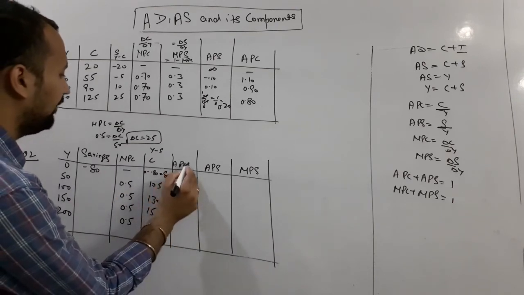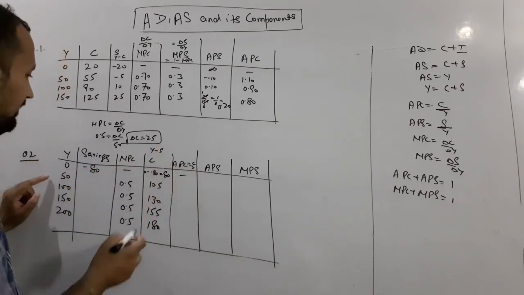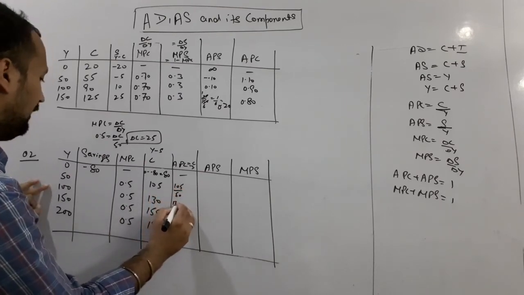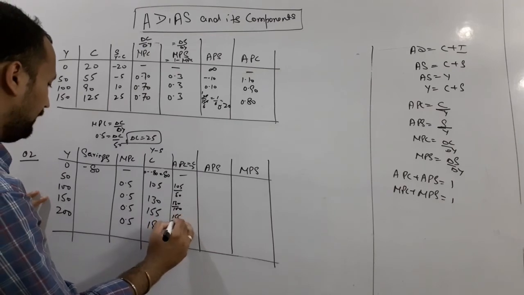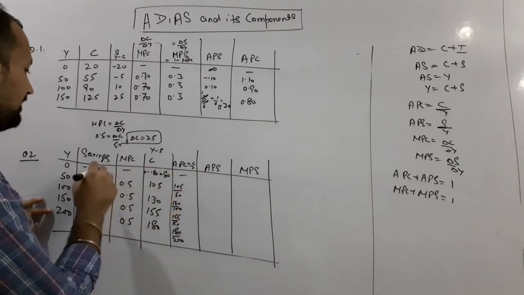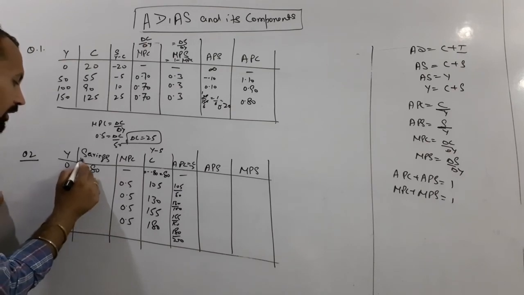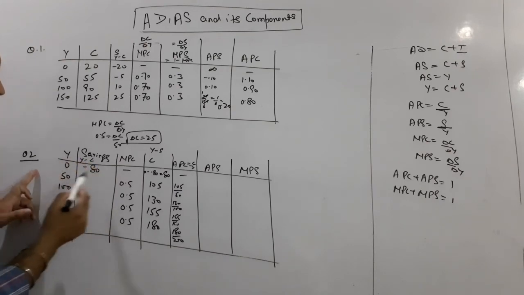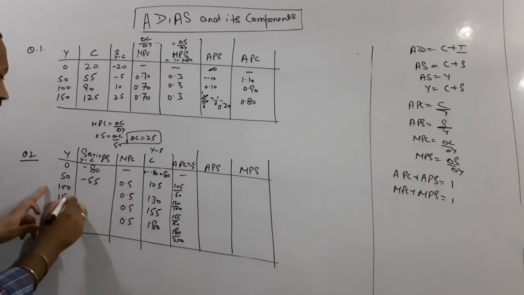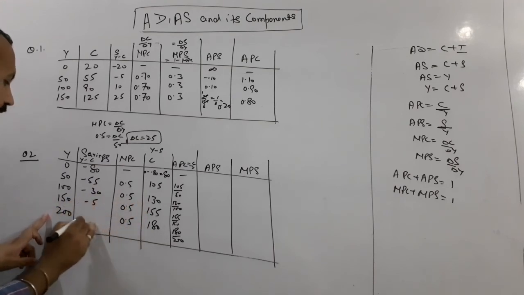So APC can be found out as C upon Y, that is 80 upon 0, dash. Next is 105 upon 50, 130 upon 100, 155 upon 150, 180 upon 200. So for APS, S upon Y, we are able to find out S in this formula also, as equals Y minus C. 0 minus 80 is minus 80. 50 minus 105, that is minus 55. 100 minus 130, minus 30. 150 minus 155, minus 5. 200 minus 180, that is 20.